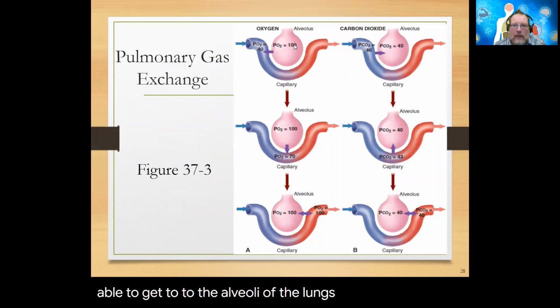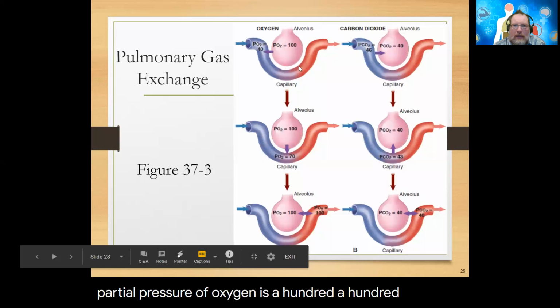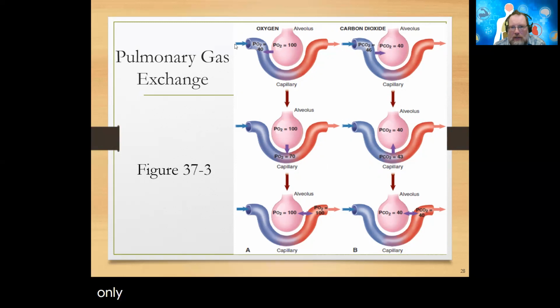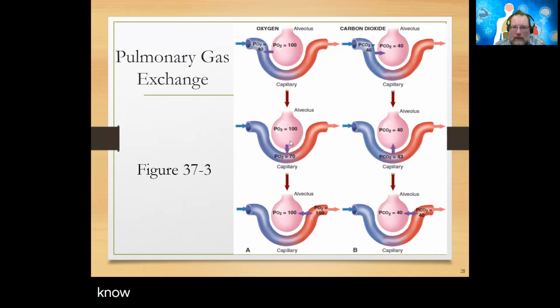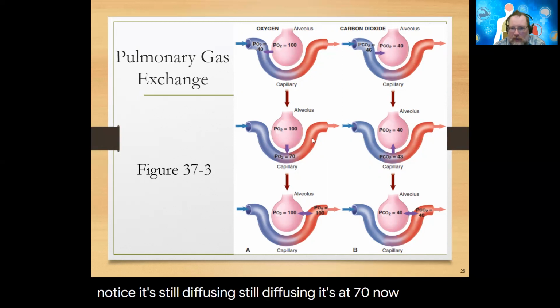Okay. So we see the partial pressure of oxygen is 100, 100, 100, right? So partial pressure of oxygen coming in is only 40. So this is the venous blood. So again, gases are going to move from high pressure to low pressure. So oxygen naturally will diffuse from high pressure to low pressure. Okay, notice it's still diffusing. It's at 70 now. And then as blood continues, we keep pumping oxygen in. We get to the end into that area, and we see we're all balanced out.